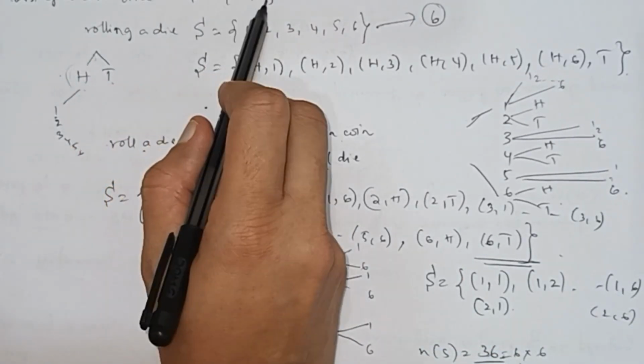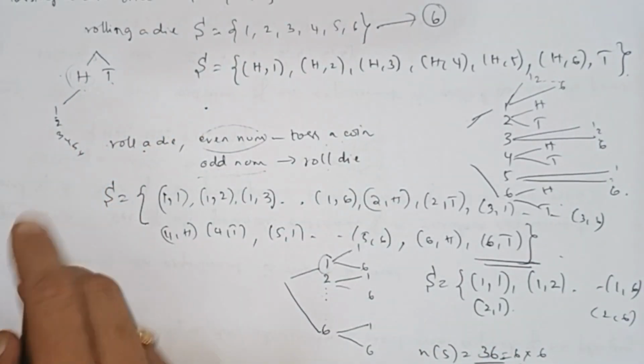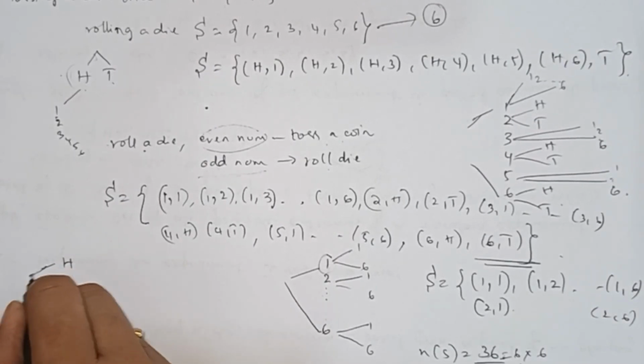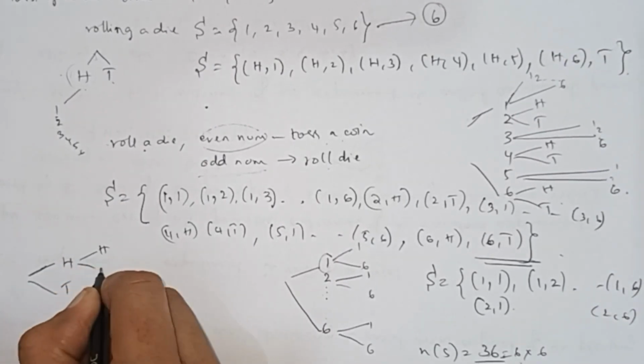Similarly, when you toss a coin once, you get H or T. When you toss a coin twice, the first time you toss, head or tail, and the second time, head or tail.